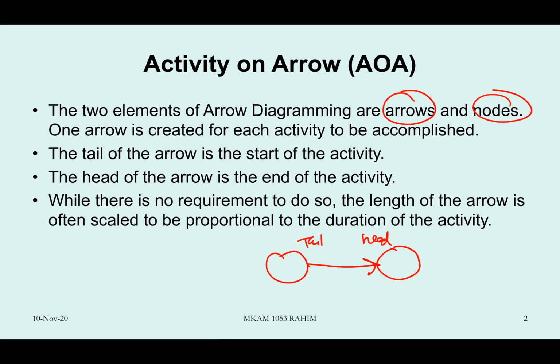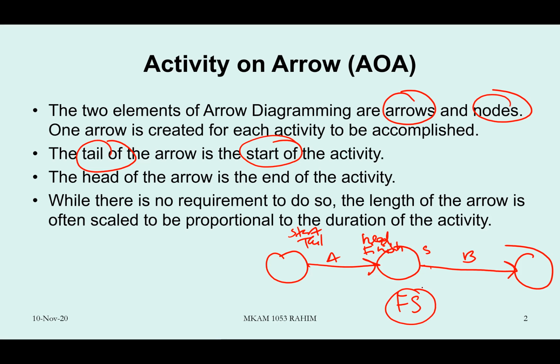The tail of the arrow indicates the start of the activity. Start. The head indicates finish. So when we have another activity, for instance activity B, the start of the next activity is what we call the start. That's why the relationship for arrow diagram is basically finish to start. Finish to start relationship only. In arrow diagram, it doesn't have any other relationship other than finish to start.